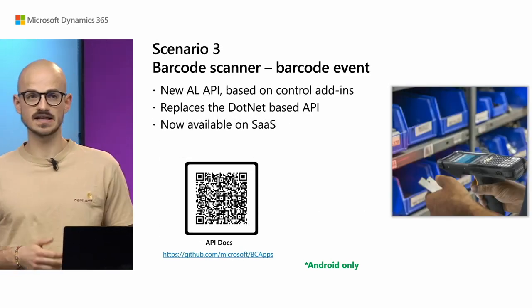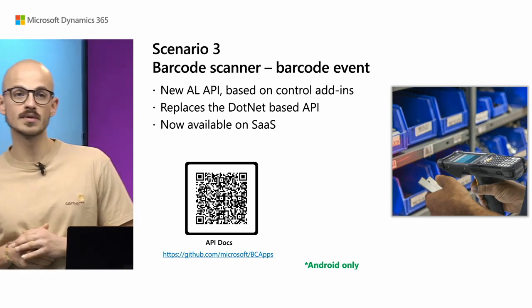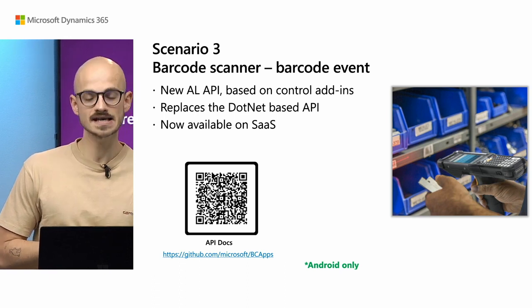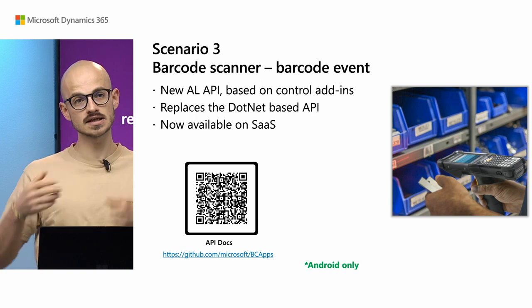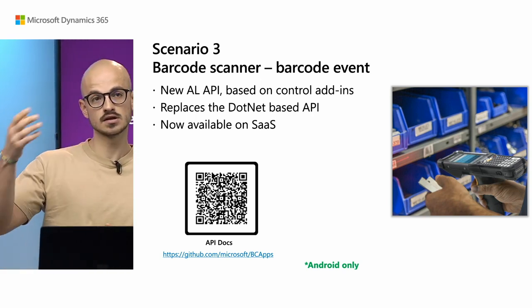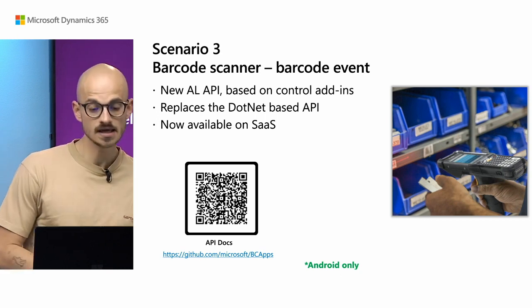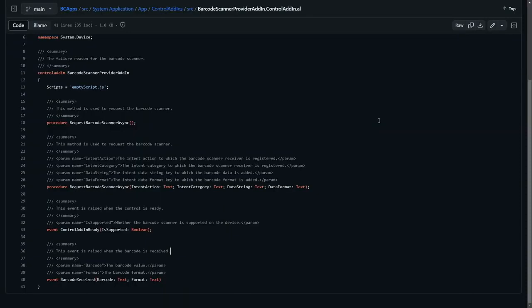Similar to the previous scenario, we were not able to make the capability available in the last release on SaaS, but with the addition of the new AL API based on the control add-ins, which are meant to replace the .NET-based APIs, we are also bringing you this capability on SaaS. Let's take a look at how the API looks. You can already see that this API looks similar to the previous APIs that we saw, except that this is meant only for integration with the laser dedicated barcode scanning device.